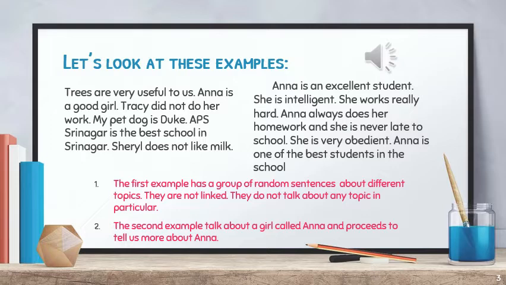So now if you look at this one, this is also a group of sentences, but it is talking about one topic, right? It is talking about a girl named Anna, who is considered an excellent student, and the sentences in this paragraph give us more information about Anna and why she is considered to be the best student in the school. So this paragraph is talking about one particular person. So this is how a paragraph should look. All the sentences in the paragraph should be related and should be talking about the same topic.